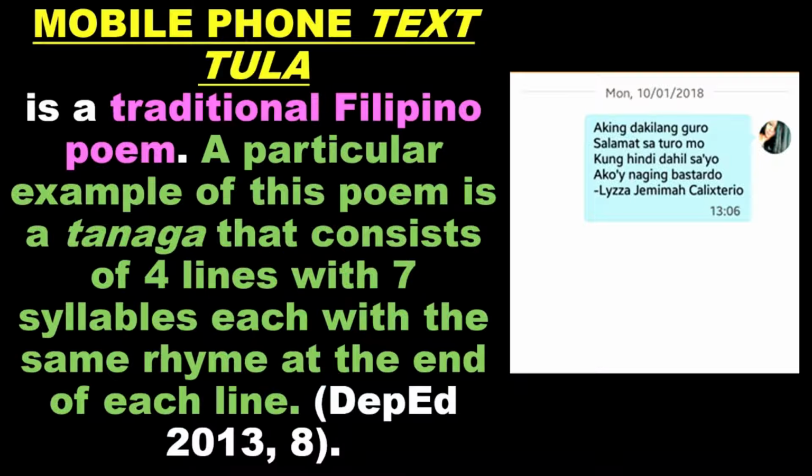As we can see, we have here 4 lines with 7 syllables in each, with rhyme, and this is actually presented in a screenshot of a mobile phone.